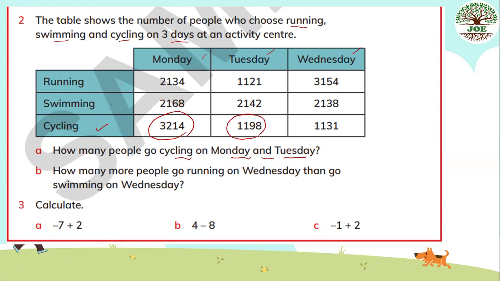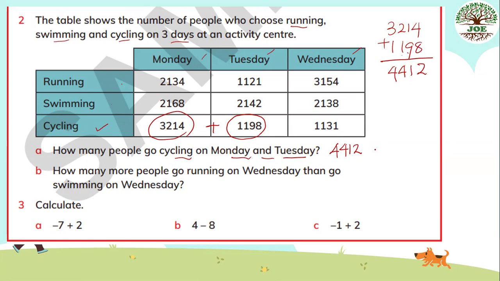We have to find the total for Monday and Tuesday, so we add them up. 3,214 and 1,198. Sum up. The answer is 4,412. So 4,412 is the answer for part A. 4,412 people go cycling on Monday and Tuesday.